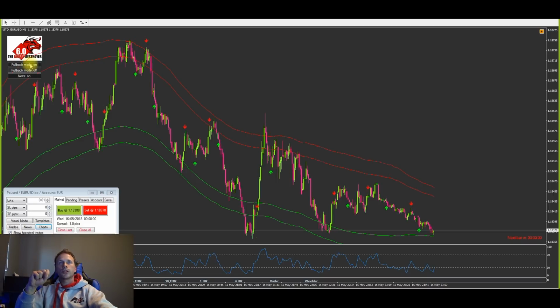Remember, I want to turn my arrows on. Basically I'm looking for something like this. You see how we get an arrow outside the zone? When we get this kind of setup, the Binary Destroyer gives me an alert.